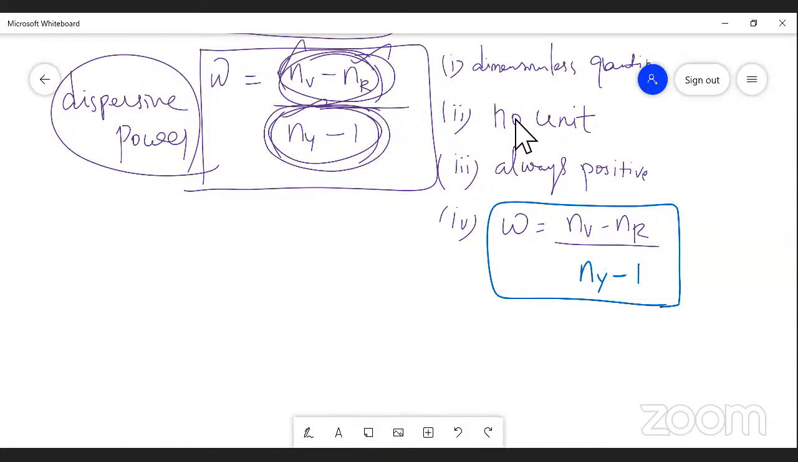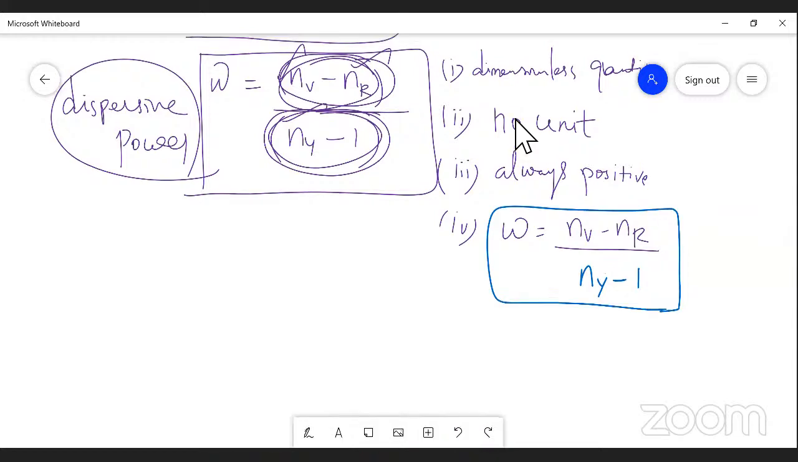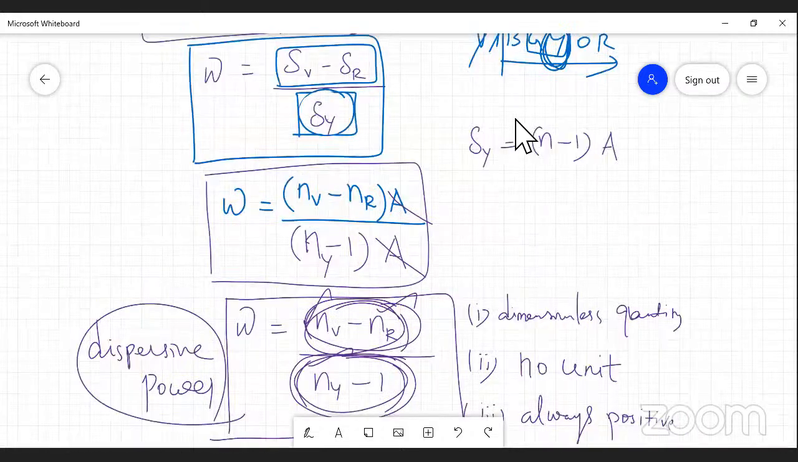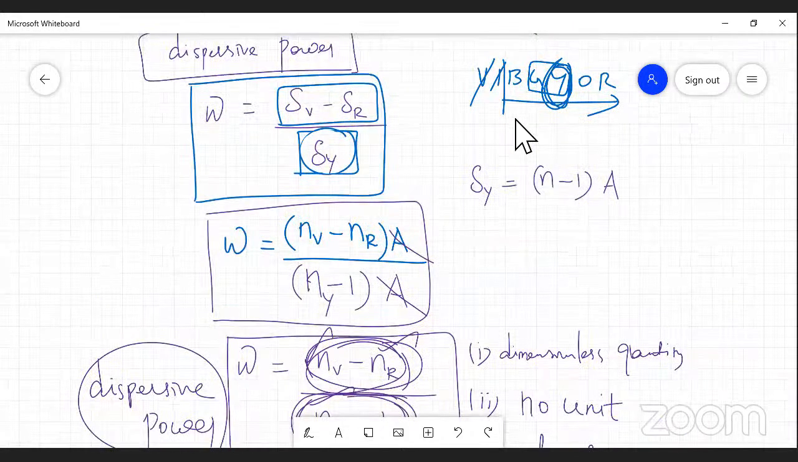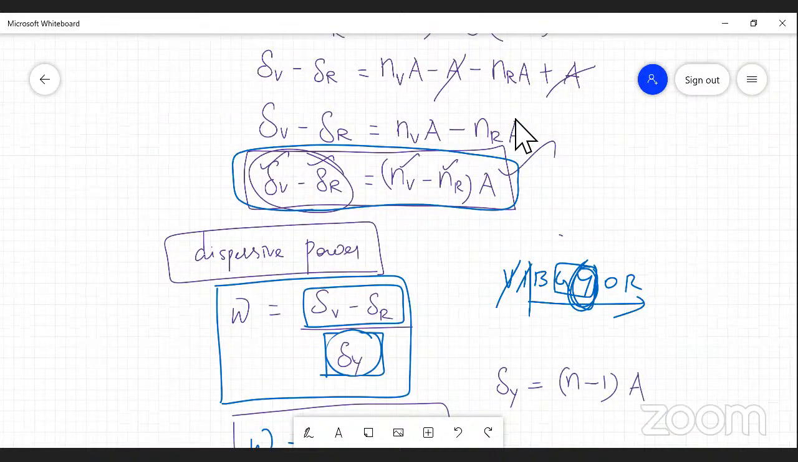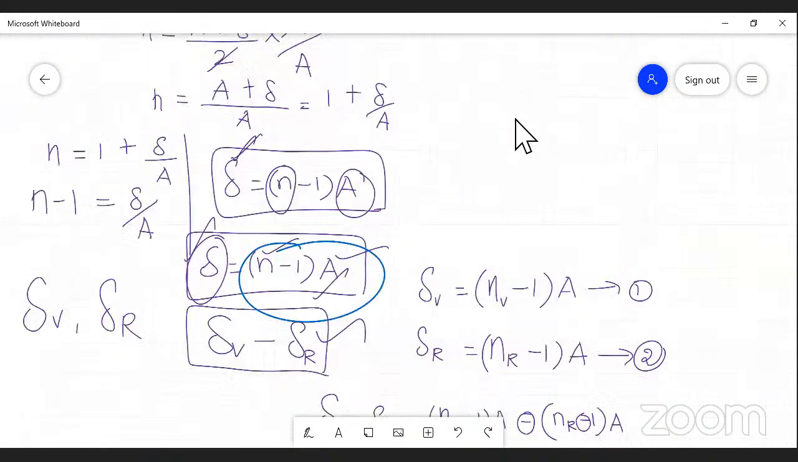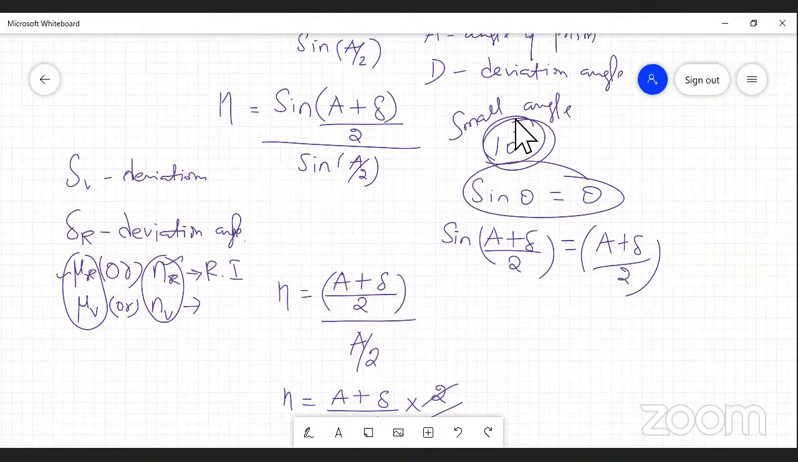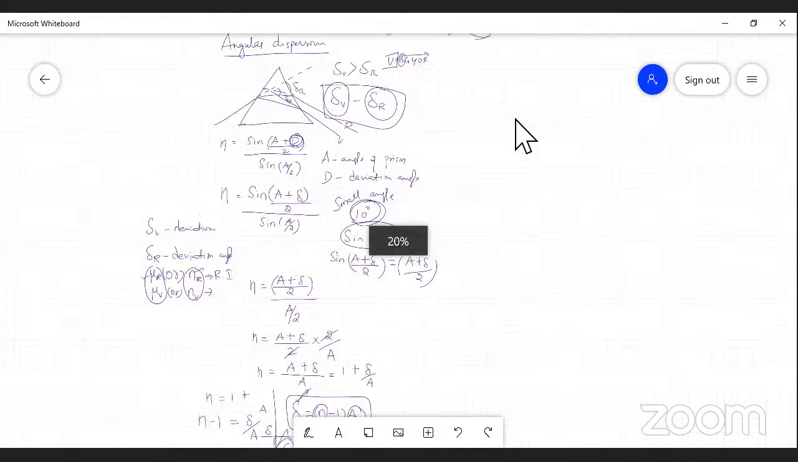Okay, friends, just recall this. I will give you some examples. I want an answer from you. What do you mean by dispersion?